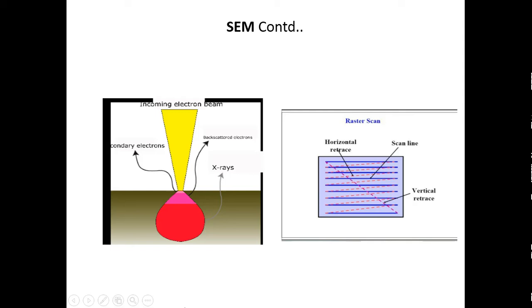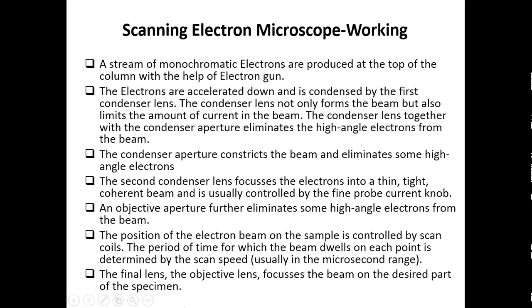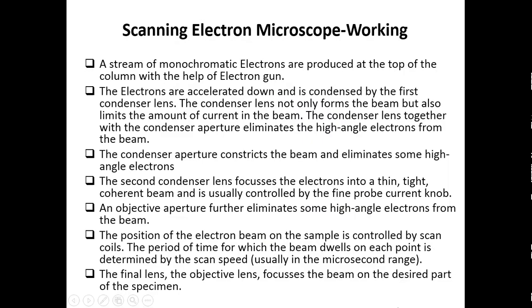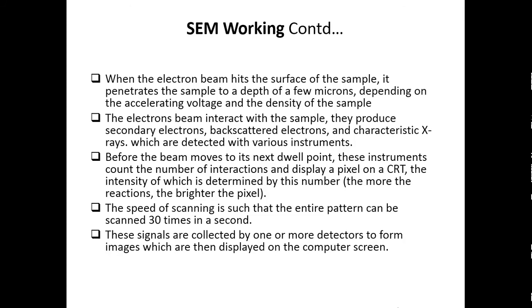That is what I have shown you here already. Here there is a backscattered electron detector, a secondary electron detector, and the X-ray detector is here. So there are many other devices or instruments connected with this instrument, in order to give you the understanding of the different phenomena that take place upon the sample surface, before the beam moves to its next dwell point. What is meant by dwell point?